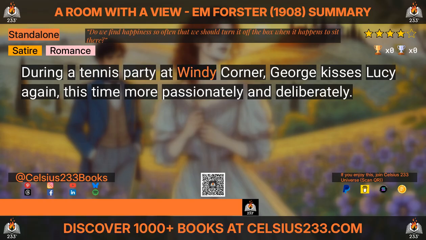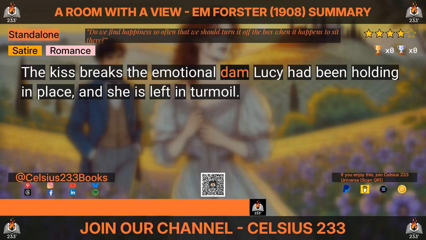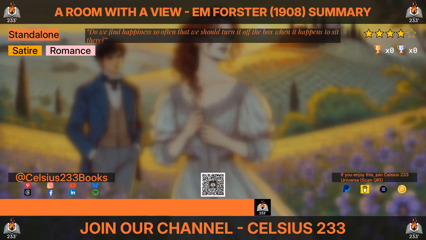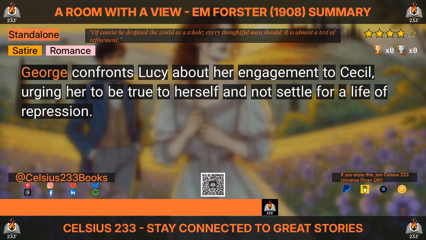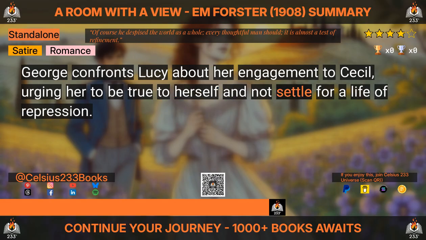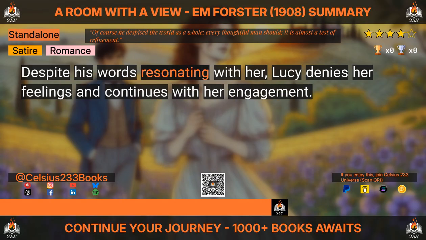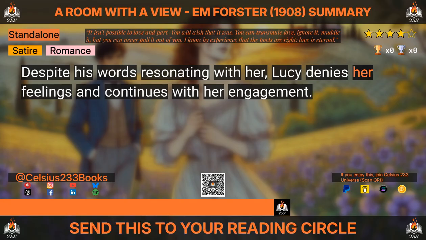During a tennis party at Windy Corner, George kisses Lucy again, this time more passionately and deliberately. The kiss breaks the emotional dam Lucy had been holding in place, and she is left in turmoil. Charlotte, who has been staying with the Honeychurches, tries to manage the situation, but her interference only adds to Lucy's confusion. George confronts Lucy about her engagement to Cecil, urging her to be true to herself and not settle for a life of repression. Despite his words resonating with her, Lucy denies her feelings and continues with her engagement.